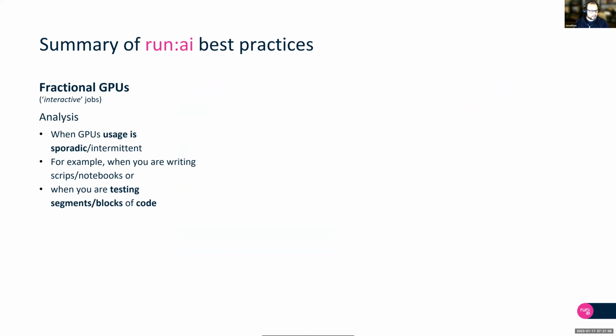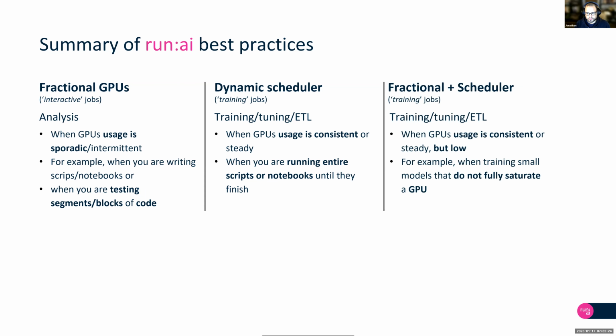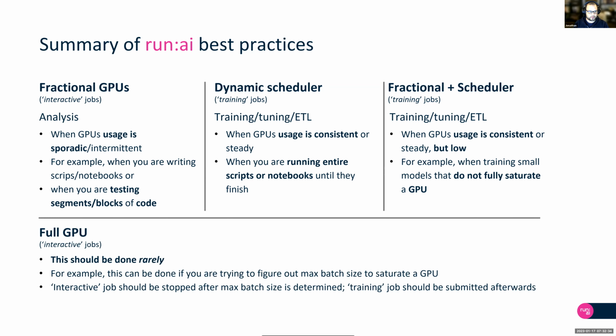And so to summarize, whenever you're doing interactive jobs, you want to be using fractional GPUs. Basically, whenever your GPU usage is sporadic or intermittent, when you're writing code, debugging code, things of that nature. You want to use the dynamic scheduler when you've got consistent GPU usage, like running an entire script, performing ETL or a training job. And you want to use both the fractional capabilities and the scheduler when you've got consistent usage, but it is low.